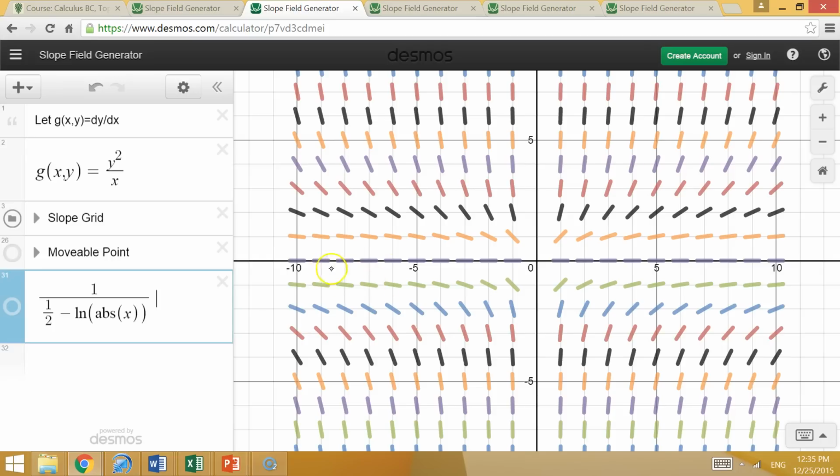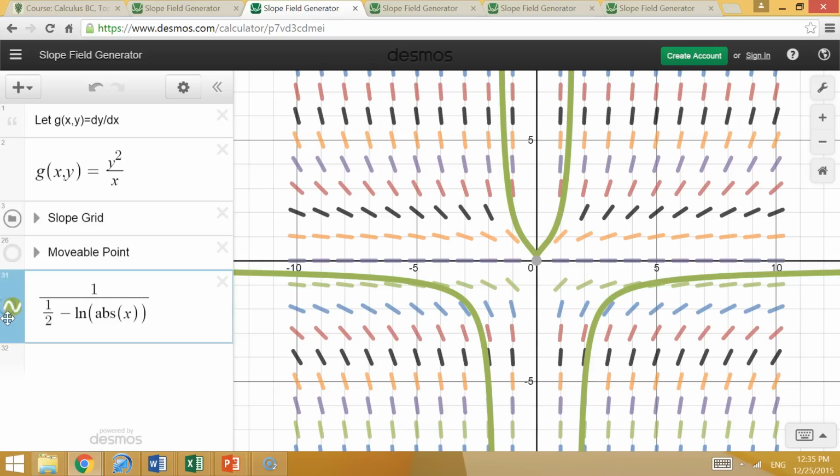So it looks like we might have a horizontal asymptote going on, maybe a vertical asymptote. I'm not really sure. Let's turn our function on and see what we end up with. So this is the function we just found: 1 over 1/2 minus natural log of absolute x. And our initial condition, I believe, was (1, 2). There it is right there.